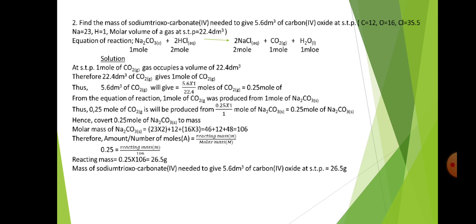Now, converting the 0.25 mole of sodium trioxocarbonate IV to mass, we know that number of moles is mass over molar mass. Molar mass of sodium trioxocarbonate IV is 106. Putting that in the formula, the mass is 0.25 times 106 grams, which is 26.5 grams. Which means the mass of sodium trioxocarbonate IV needed to give 5.6 dm3 of carbon IV oxide at STP is 26.5 grams.